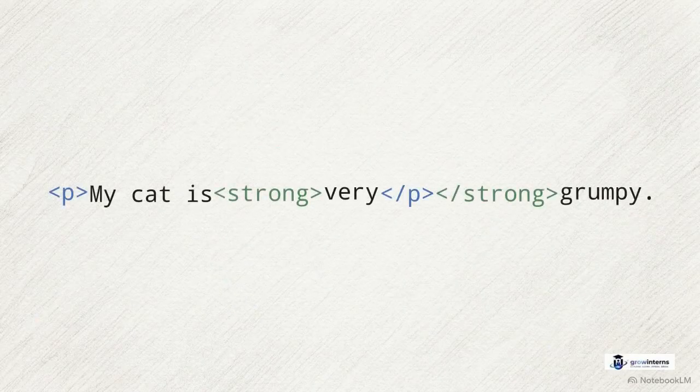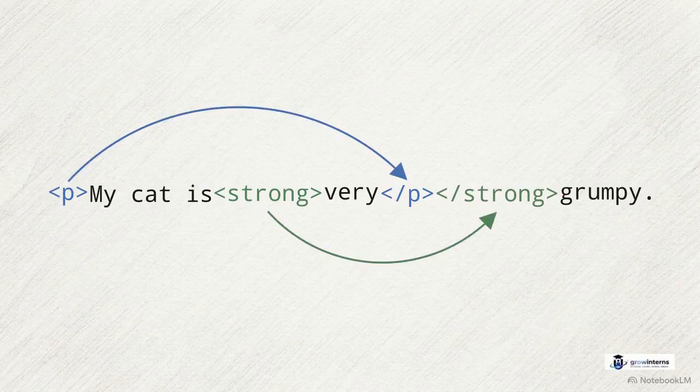When adding elements inside the body, we must nest them properly. Look at this code. The paragraph opens, the strong tag opens, but then the paragraph closes before the strong tag does. The tags overlap, which forces the browser to guess your intent and breaks the page design.